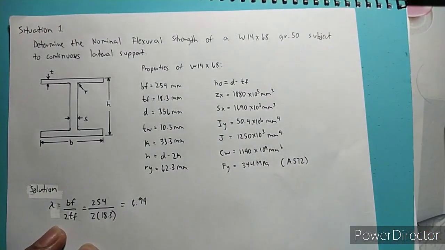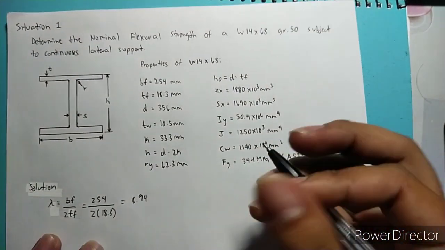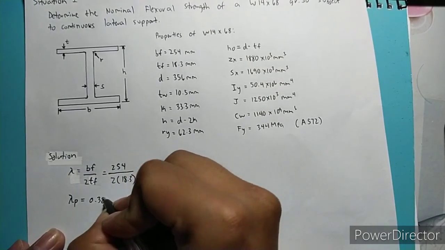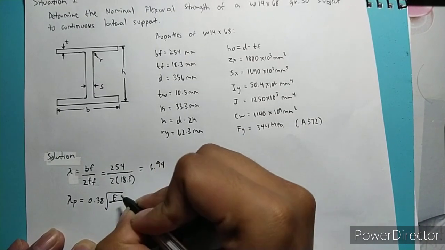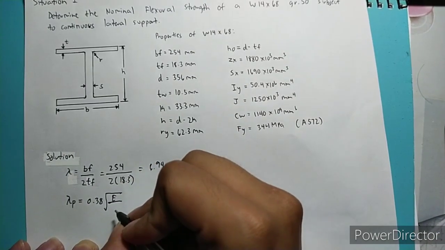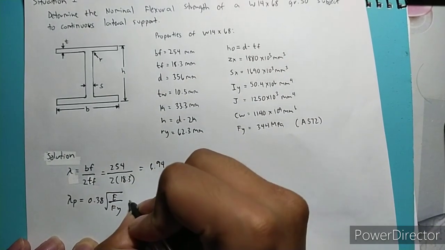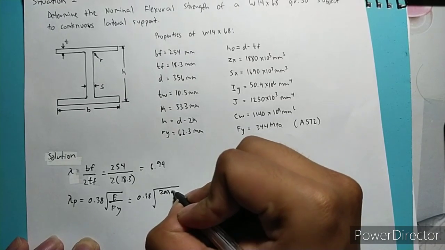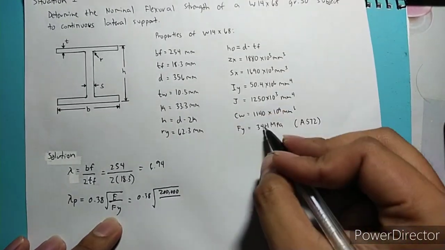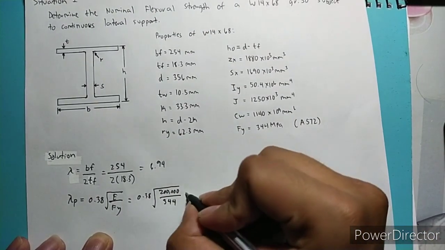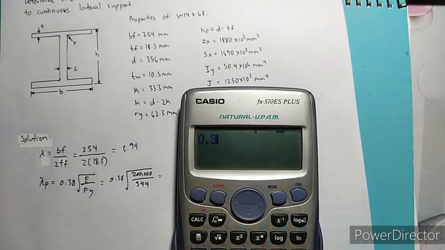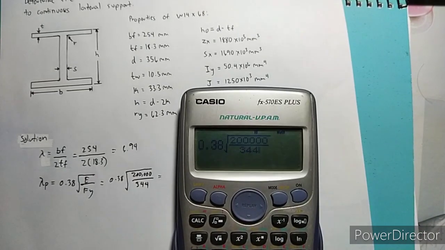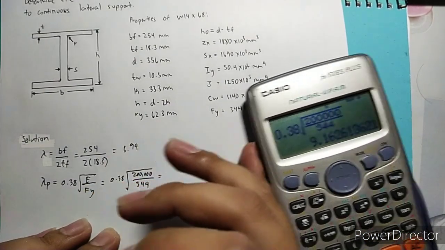And for the compact limit of case 1, or lambda P, lambda P is equal to 0.38 square root of E, the elastic modulus, over Fy. E is 200,000 over Fy, which is 344 megapascals. So, 0.38 square root of 200,000 over 344 equals 9.16.